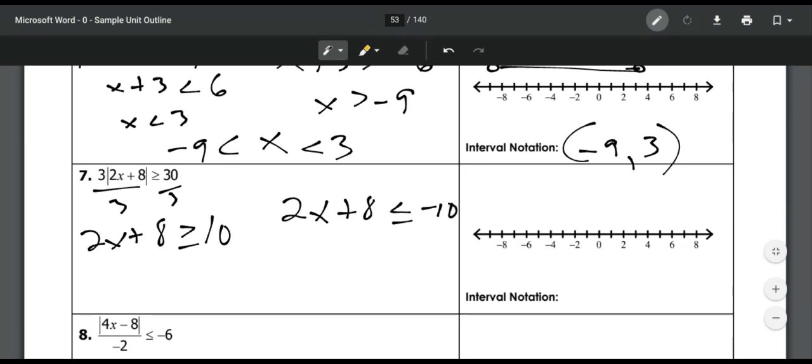Solve it. Pause it if you need to. You solve it so you make sure you're getting it right. If you're just writing down my answers, that's not helping you.